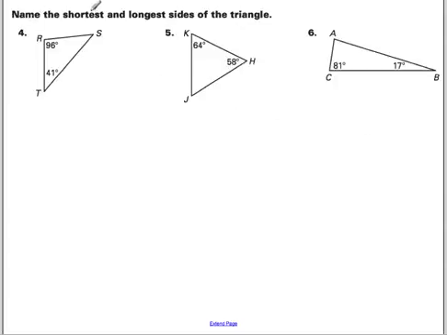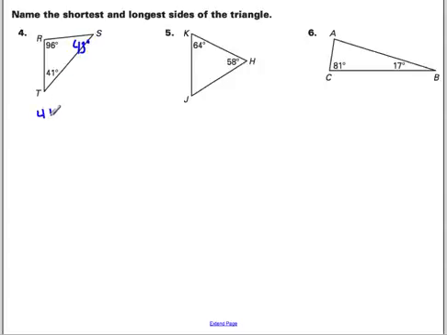Over here we're doing exactly the opposite. Name the shortest and the longest sides of the triangle. So that's what we're looking at: the longest and the shortest sides. We're looking at those two pieces here. As we work on number 4, we have to use the triangle sum theorem, basically that the sum of the interior angles is 180 degrees. Figure out that this is 43 degrees.